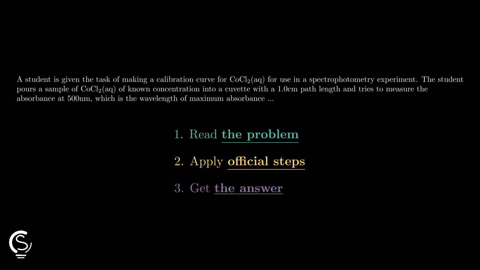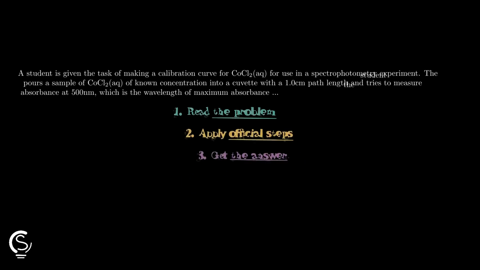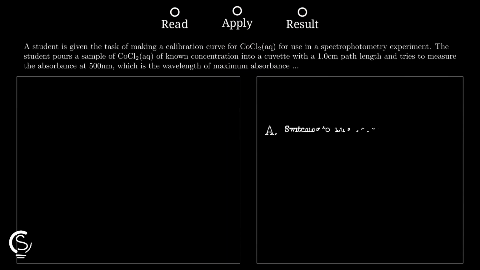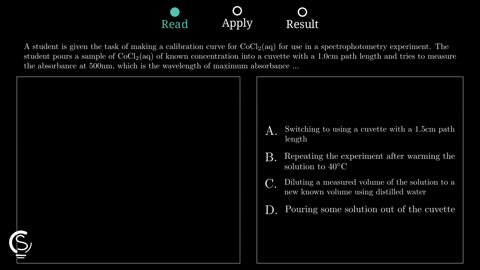Spectrophotometry questions get easy fast when you focus on what changes absorbance, and this one is really about fixing a reading that is too high. According to the Beer-Lambert law, absorbance depends on concentration and path length, so if the reading is too high for accurate measurement, the student must reduce one of those factors.